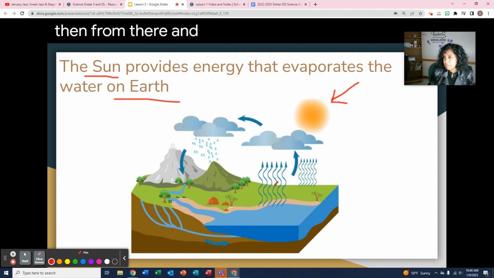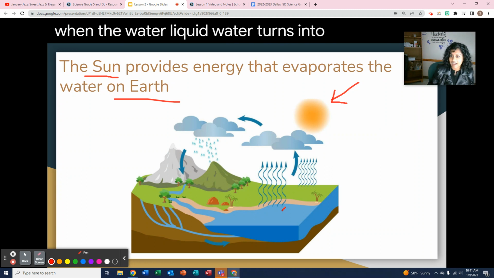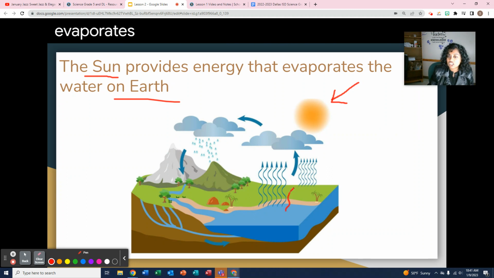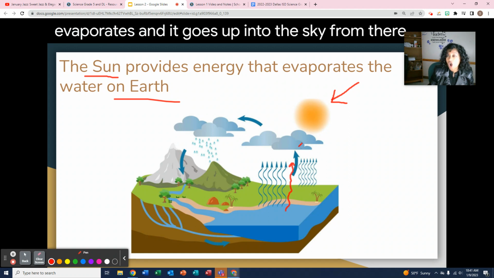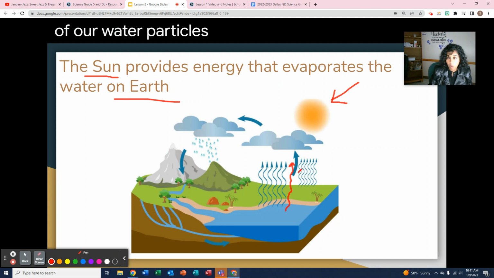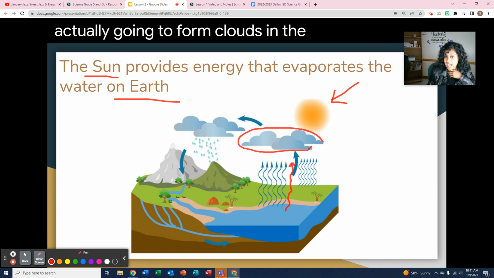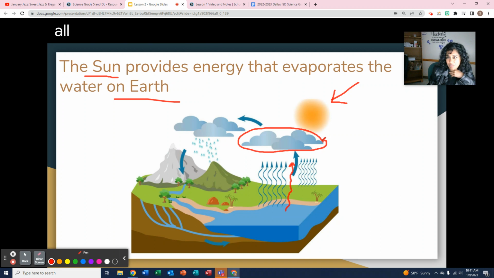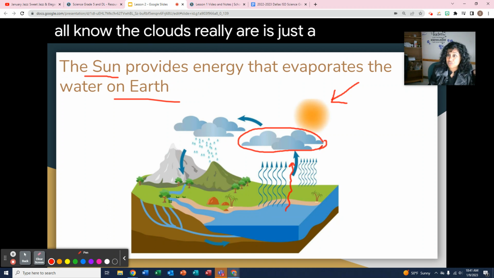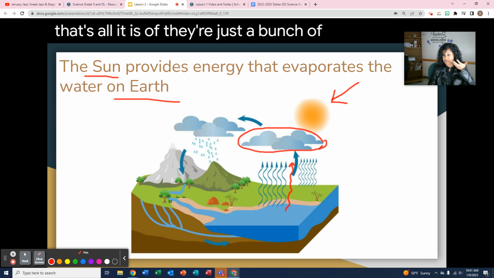Then from there, and it might not be drastic, we probably don't even see it, it's happening all the time, our water will evaporate, that is, liquid water turns into gas. So it evaporates and goes up into the sky. From there, all of that water vapor is going to condense, or come together, and form clouds in the sky, right? So all the clouds really are is just a bunch of water vapor up there.